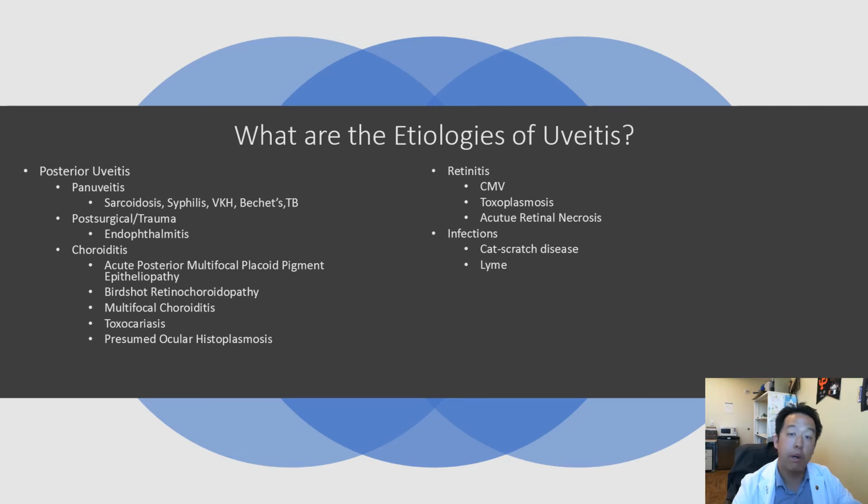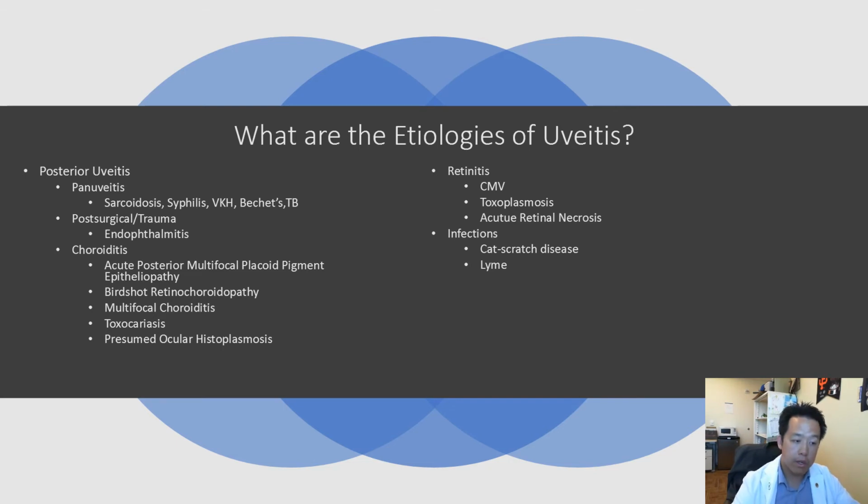Now with posterior uveitis, as you can see this long list, there are many things that can cause it. With panuveitis, where it affects literally the entire eye, sarcoid, syphilis, VKH, Behçet's, and TB all can manifest throughout the whole eye. After surgery or trauma, endophthalmitis, of course, is a big thing to look for.